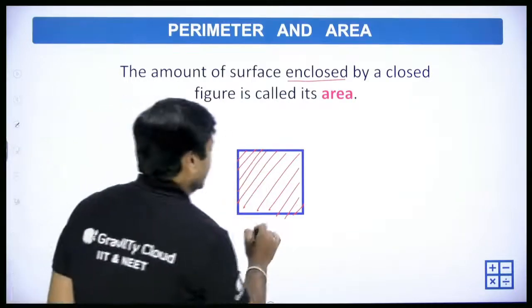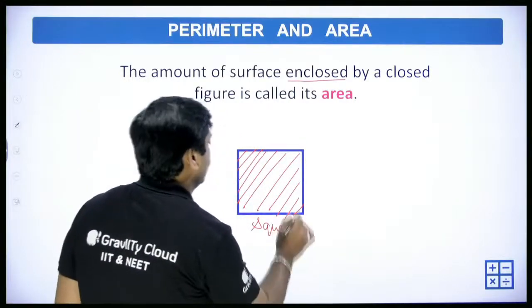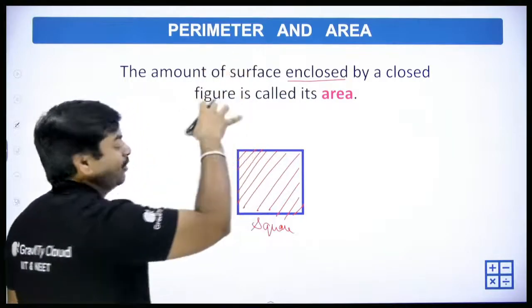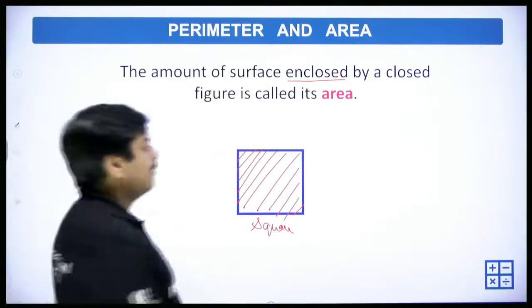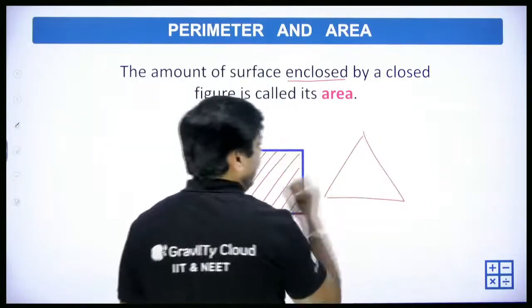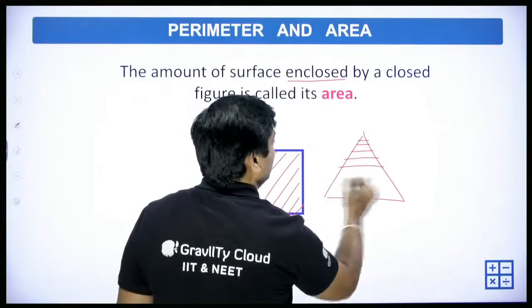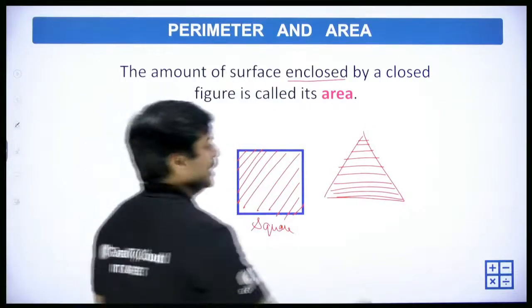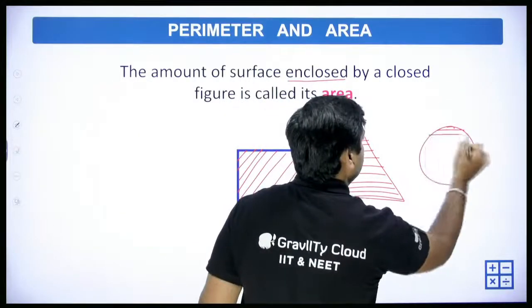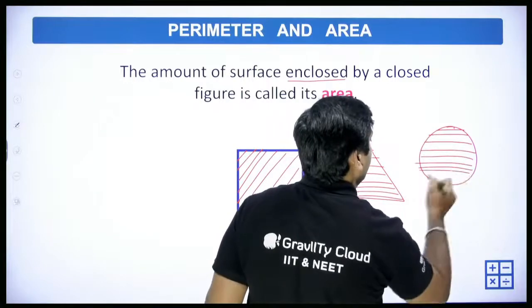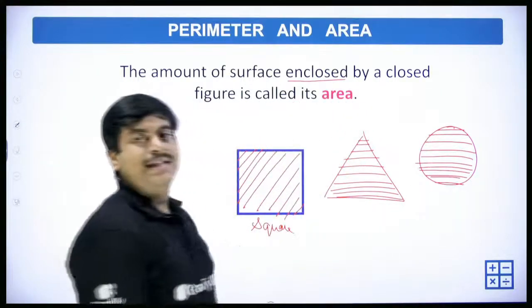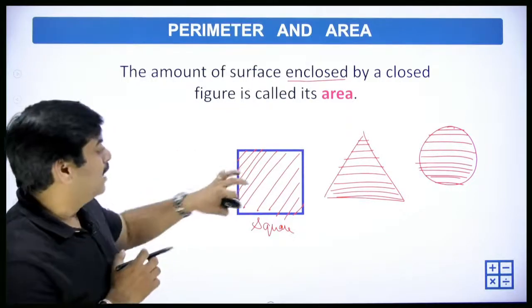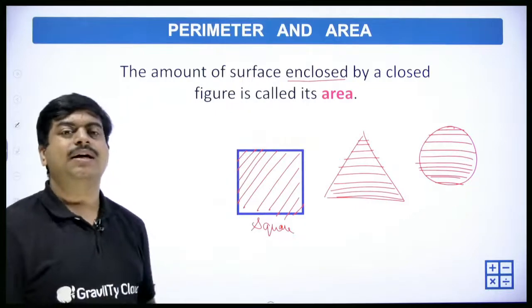Here this is a square, and the area of a square is the complete space, the complete surface. For example, you have a rectangle or a triangle. For a triangle, this complete space is the area of that polygon. Even for a circle there is an area. As a closed figure, the shaded region has some surface, so we can say that it has an area, right?